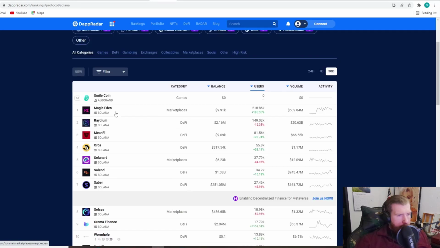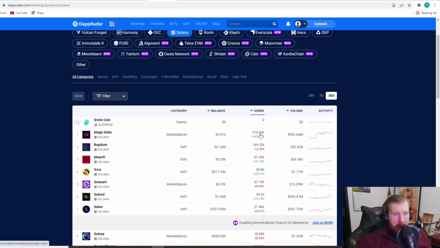And then for Solana now, the highest number is 218.86 thousand in terms of number of users on Magic Eden. That is probably the biggest NFT marketplace.